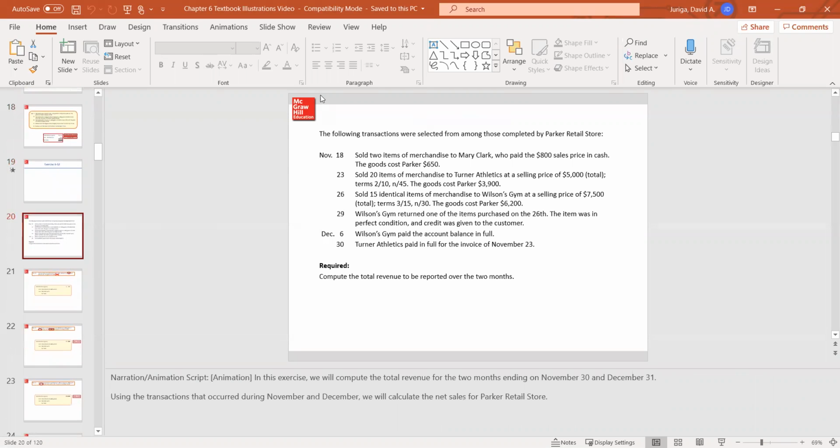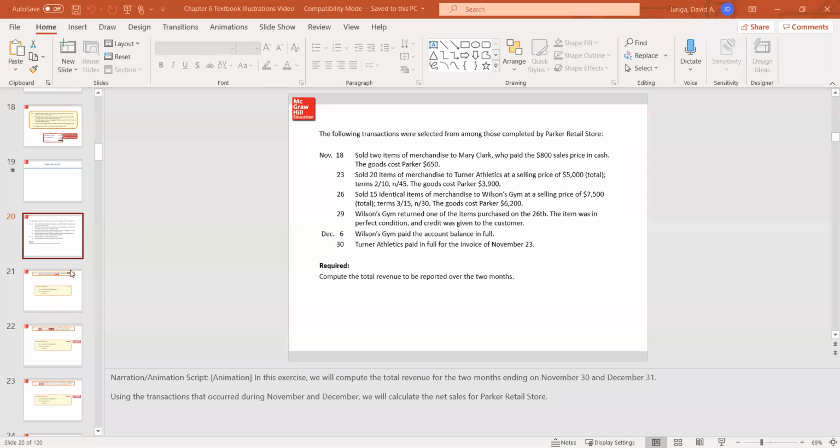16-12. Again, same scenario. Wanting you to compute total revenue to be reported. So we got November and December. And again, they give you the sales. Watch out for the terms. Look for the discounts if there are any. And then also kind of track it to see if there's any returns. And also when the balance was paid in full.